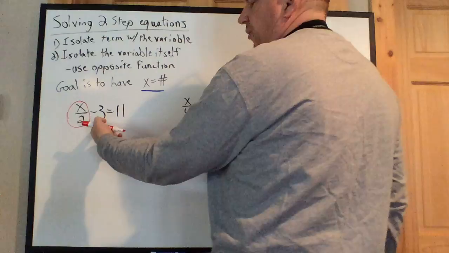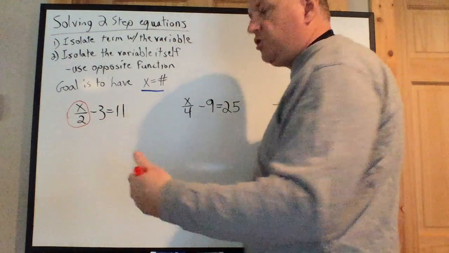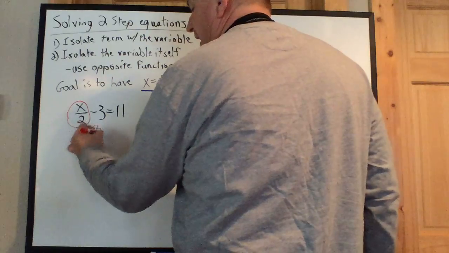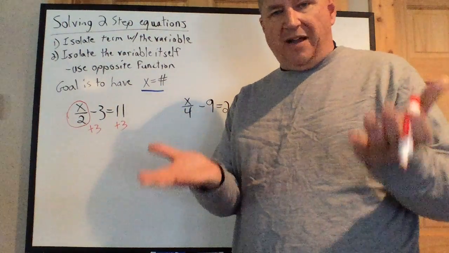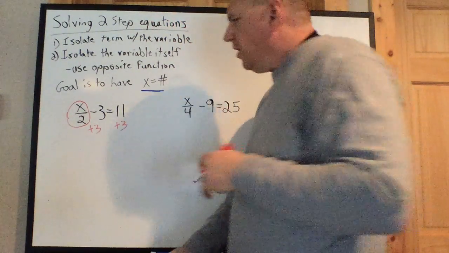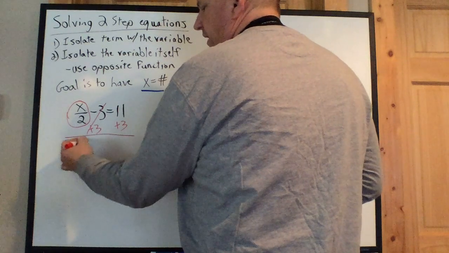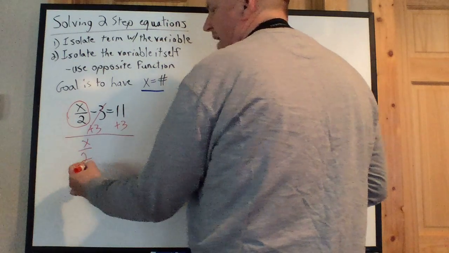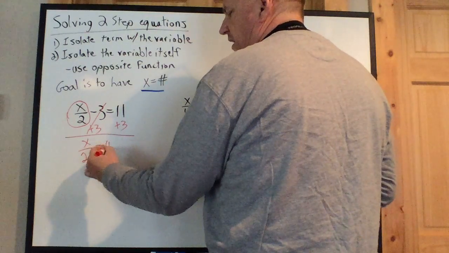How do we undo subtract by 3? The opposite of subtraction is addition. So we're going to add 3 to both sides of the equation because we have to make sure that the equation remains balanced. We don't want it to be off kilter one way or the other. So these 3's will end up canceling each other out. The x divided by 2 remains, equals 11 plus 3, which gives me 14.